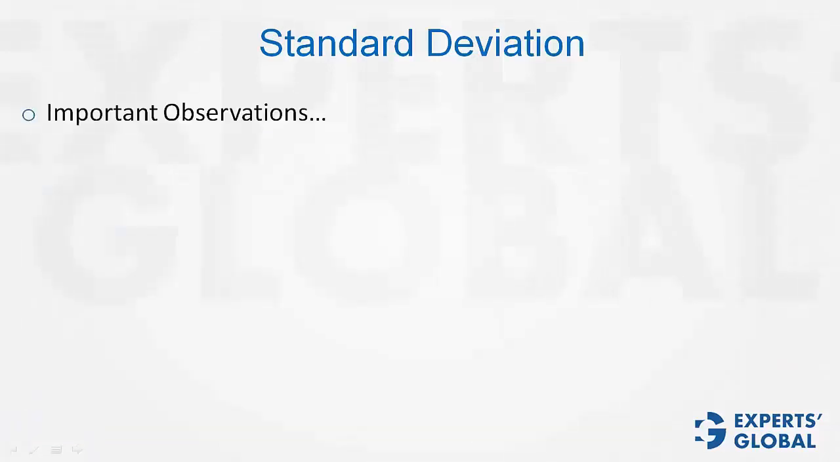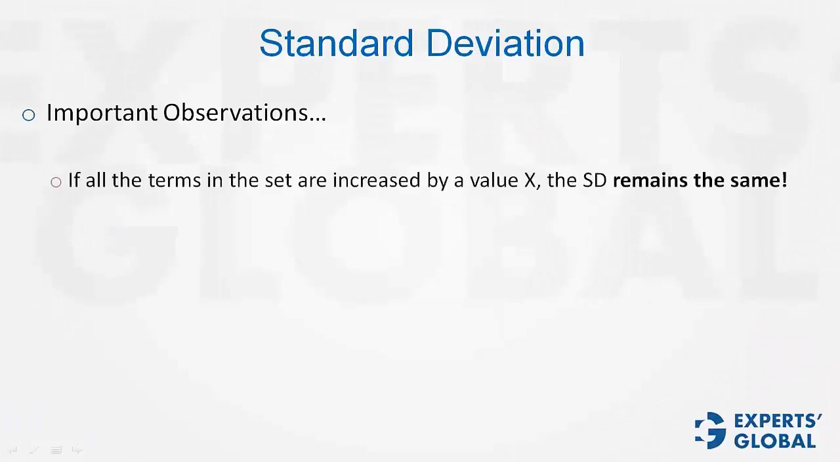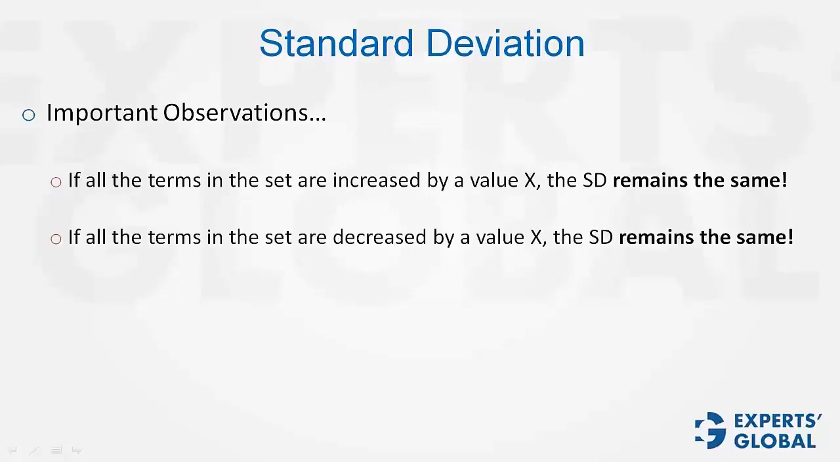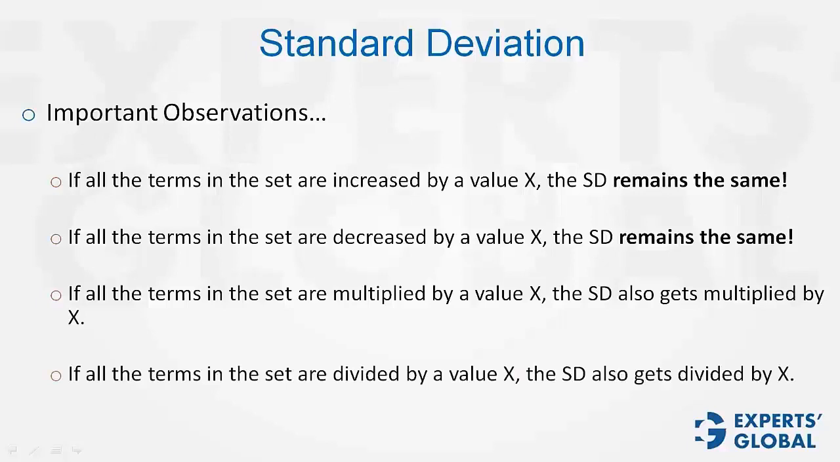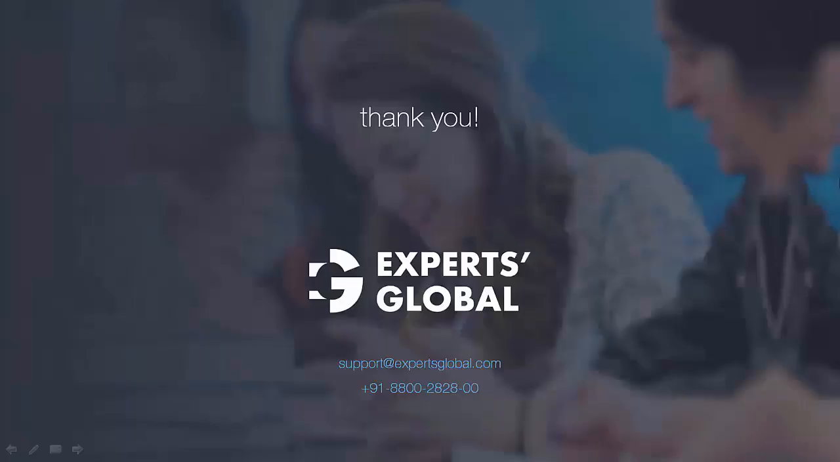So these are some very important observations. If all the terms in the set are increased by the same value, the standard deviation remains the same. If all the terms in a set are decreased by the same value, the standard deviation remains the same. If all the terms in the set are multiplied by the same value, the standard deviation also gets multiplied by the same value. If all the terms in a set are divided by the same value, the standard deviation also gets divided by the same value. Very important. This was the concept, friends.